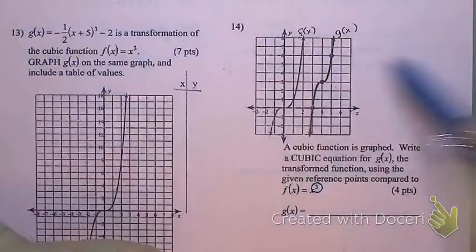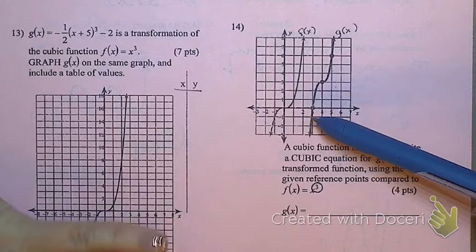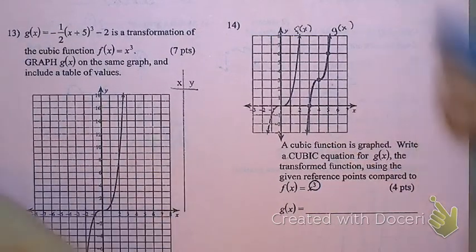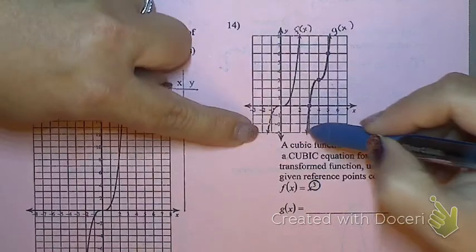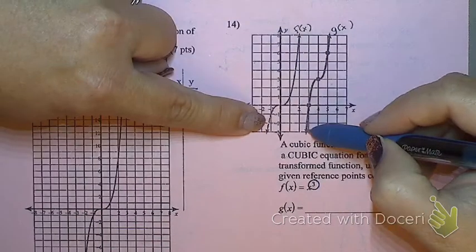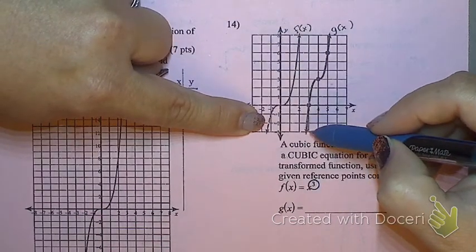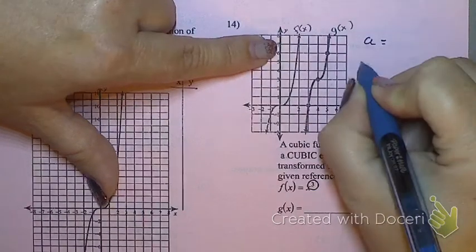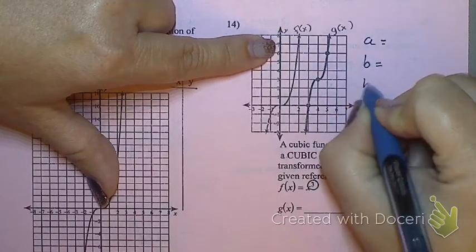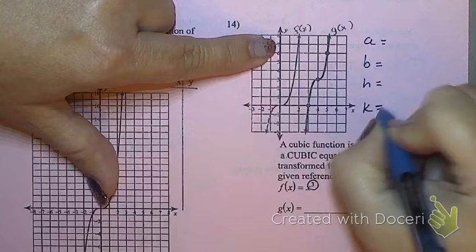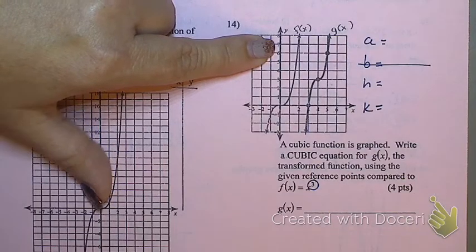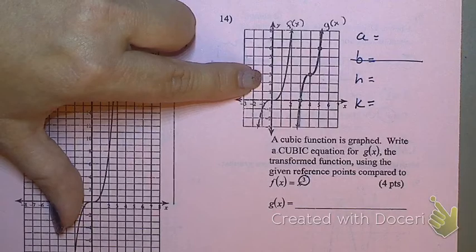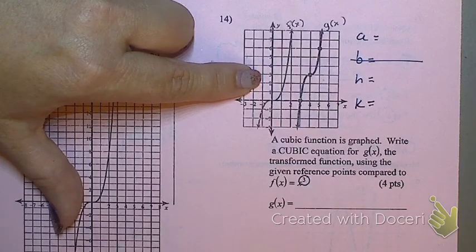Okay. Do we have any reflections going on? No. How do I know? End behavior is the same as the parent function. That's how I know there's no reflections going on. So if I talk about A, B, H, and K, if there's no reflections, I shouldn't have to worry about a B value at all. Okay? In fact, for most of these, I'm not going to need to worry about a B value at all.